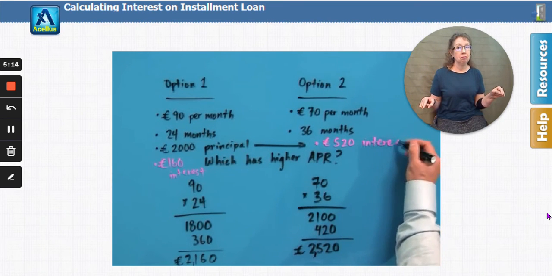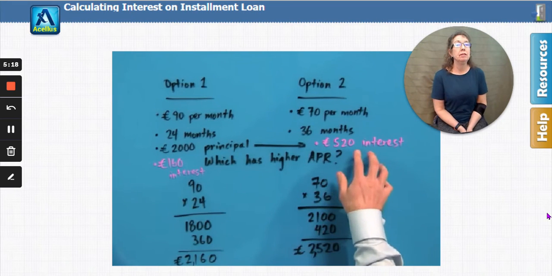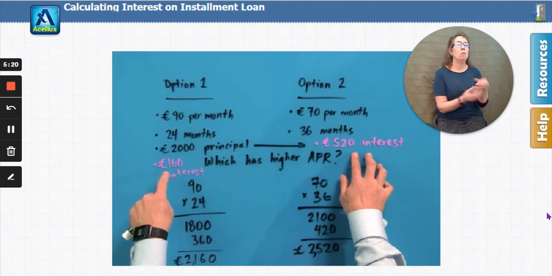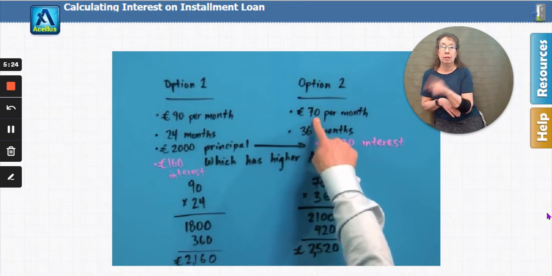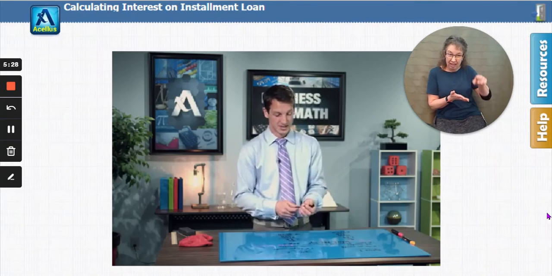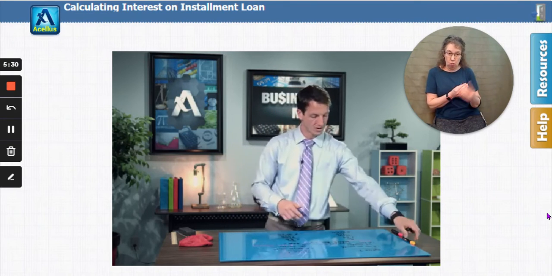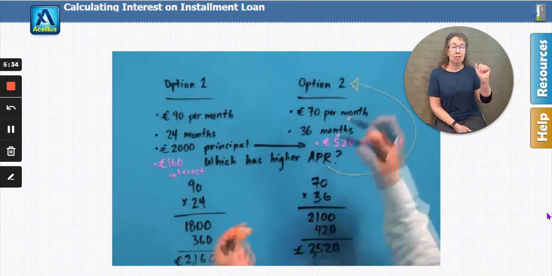So what does that tell you about the APRs? Well, we paid way more interest here than we did over here. It's true that our monthly payments are lower, but we paid those monthly payments for an extra year. So as a result, the one with the higher APR is option 2. We don't like higher APRs.